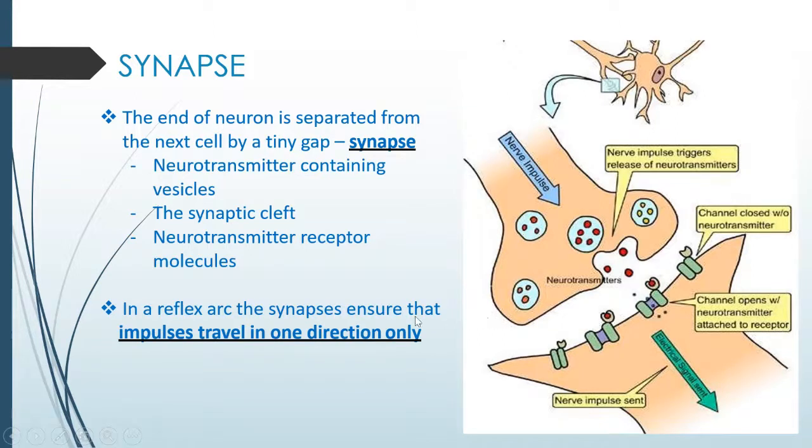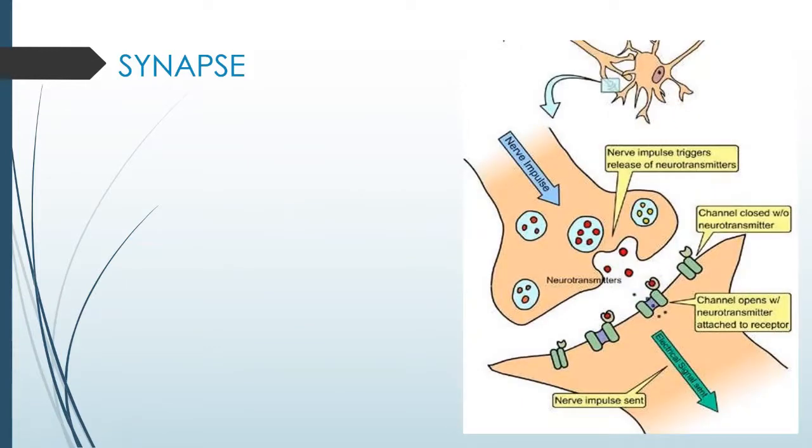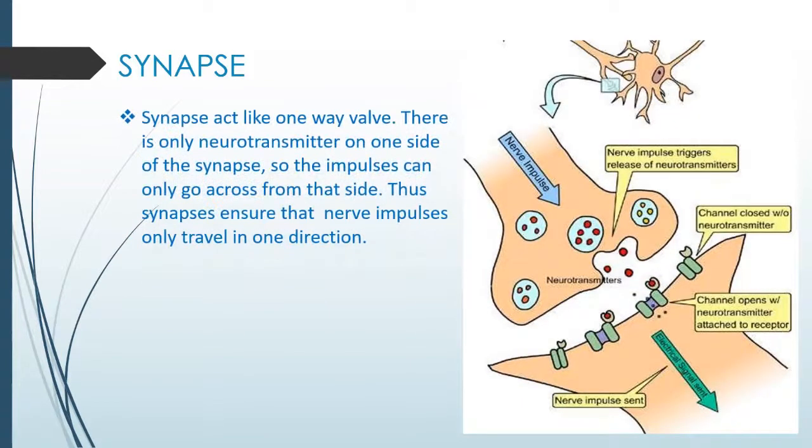In a reflex arc, the synapses ensure that impulses travel only in one direction. So basically the synapse acts like a one-way valve. In the veins also we have seen they have valves which allow the blood to flow only in one direction. So the synapse also acts in the same way. There are neurotransmitters only on one side. There are no neurotransmitters over here. So the impulses can only go across from that side. Thus, synapses ensure that nerve impulses only travel in one direction.